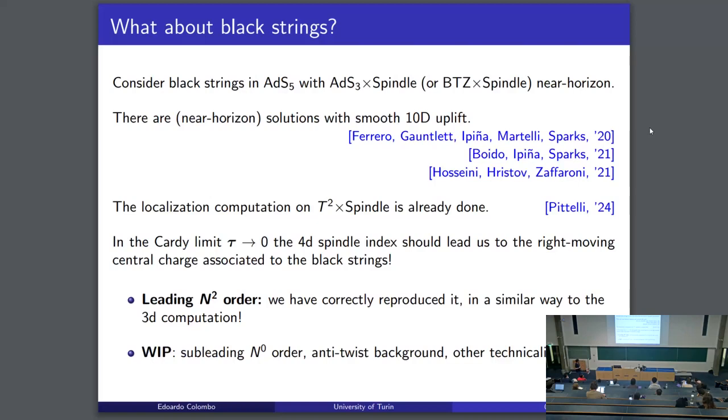And the upshot is that in the Cardy limit, we expect to find the entropy density of the black string. And our progress so far is that at the leading N-squared order, we have nailed it down perfectly. There's still some work in progress regarding the sub-leading and N to the zero order, and some technical details about the twist and anti-twist. Even for these black strings, the anti-twist background is still a bit mysterious, and there are other technicalities that I will not mention.